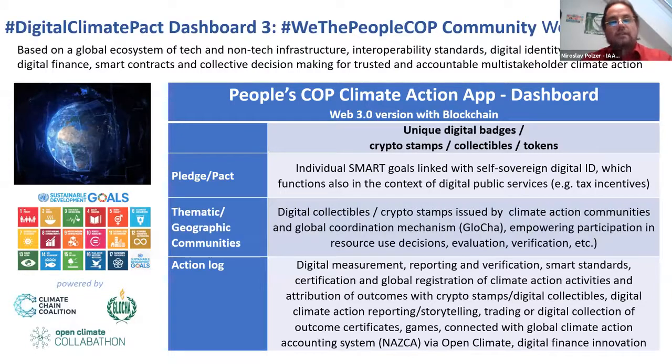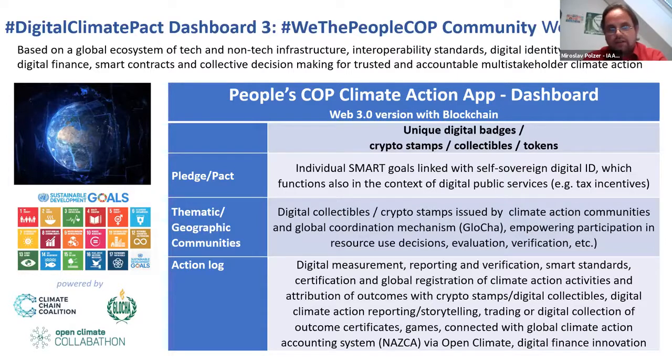So now with this digital innovation, with blockchain technology, and with the expertise of the climate change coalition members, and also Open Climate Collaborathon, climate action accounting systems, we can now create an app, a dashboard where people can collect digital badges, some kind of crypto stamps, non-fungible tokens. And this is now the next level. And with our organization, we are planning to work on this over the coming months, and especially in November, where we are planning to launch.